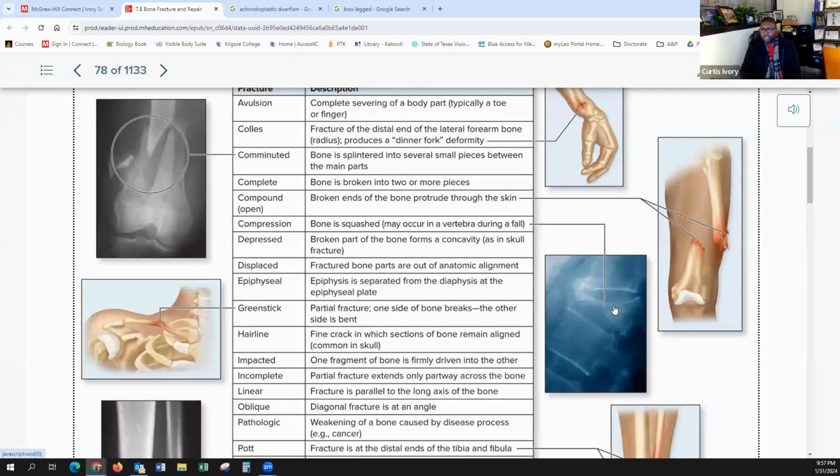And then you have compression, which essentially is where there was too much pressure on the bone and it cracks or fractures.